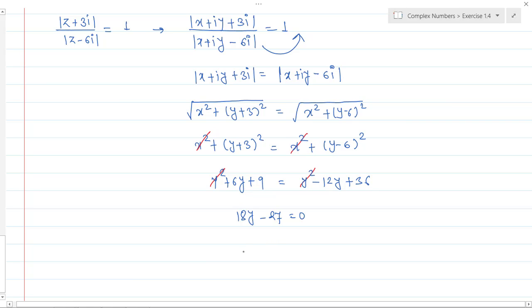Now we can divide the whole equation by 9. So 18 becomes 2 and 27 becomes 3, so 2y minus 3 equals 0, and this is the required equation of the complex number locus in Cartesian coordinates. Is it okay, everyone?